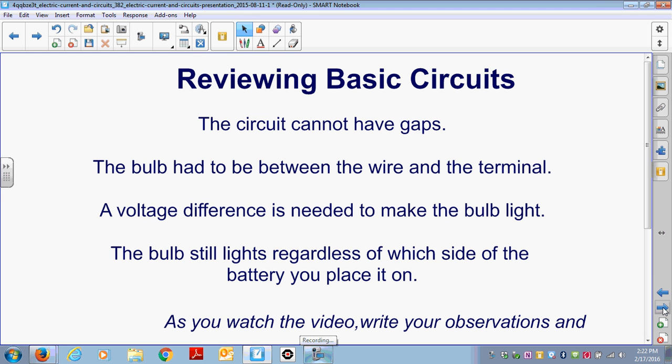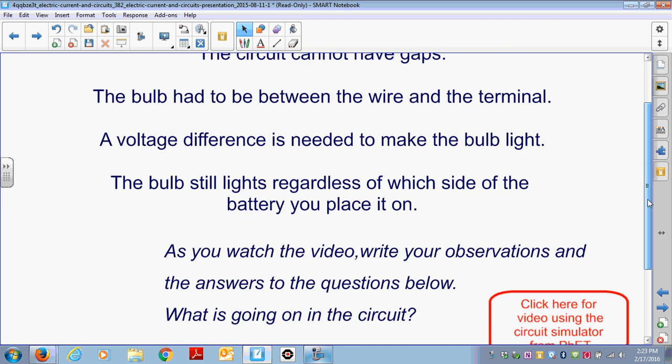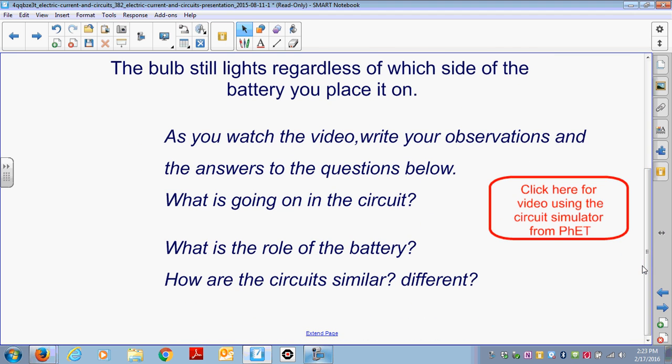Okay, so let's review the basic circuits. The circuit cannot have any gaps. The bulb had to be between the wire and the terminal. A voltage difference is needed to make the bulb light. The bulb still lights regardless of which side of the battery you place it on. As you watch this video, write your observations and answer the questions below. What is going on in the circuit? What is the role of the battery? How are circuits different? How are they similar?